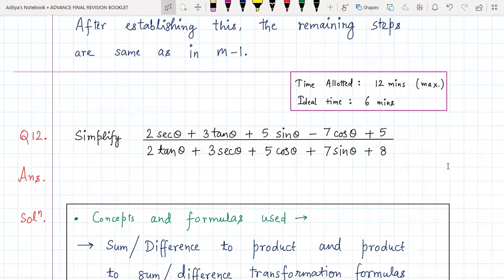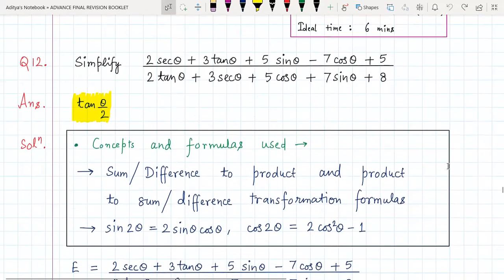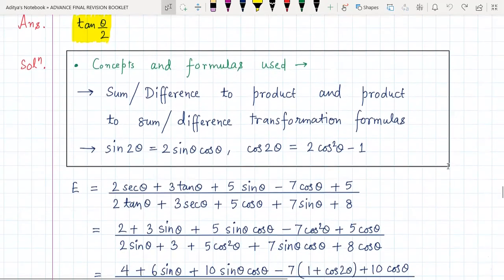The answer to this question, first of all, would be tan theta by 2, and the concepts and formulas used are the sum or difference to product and product to sum or difference transformation formulas. Like we should know sin A plus sin B is equal to how much, we should know 2 cos A cos B equal to how much, all of those formulas. And the cos 2 theta and sin 2 theta standard formulas we should know. Now let us see how to solve the question itself.